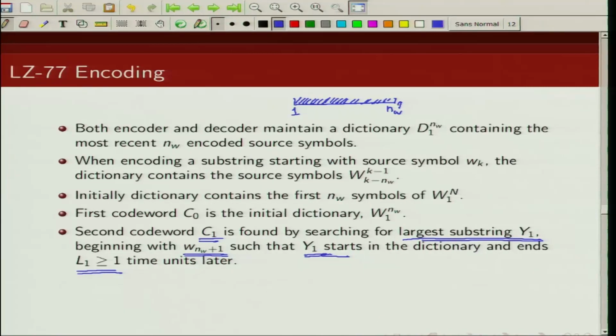Now I look at the next symbol, which is NW plus 1. What I am going to do is look at the largest string starting at location NW plus 1 which is already there in the dictionary. So my dictionary contains symbols from time K minus NW to K minus 1. So it has some symbols of length NW in the dictionary.